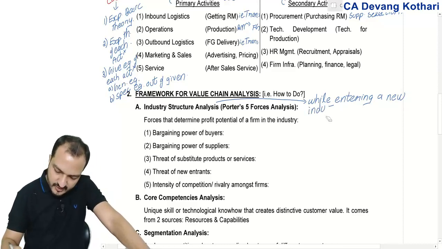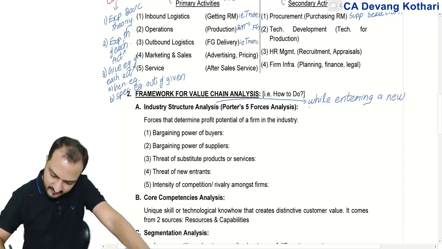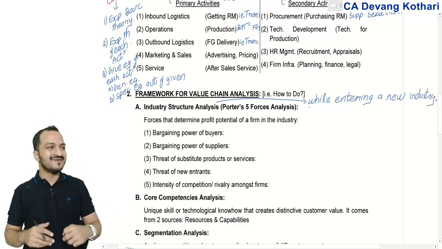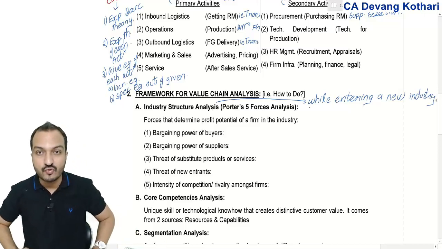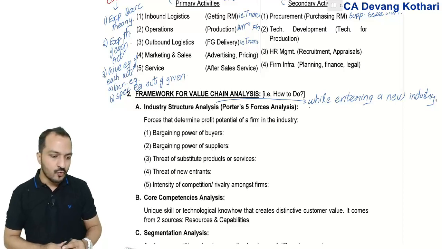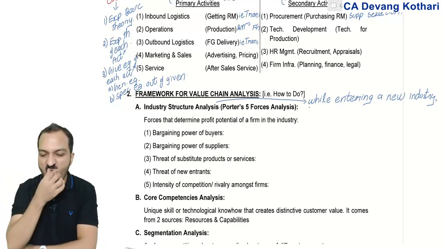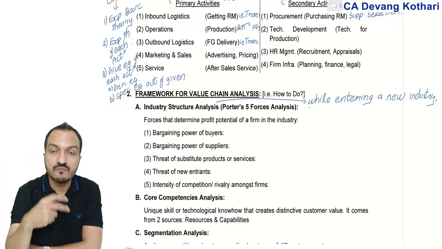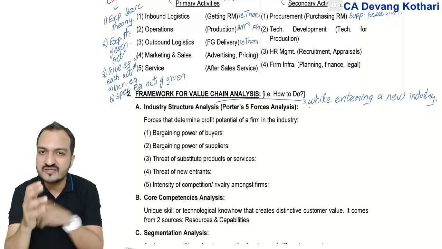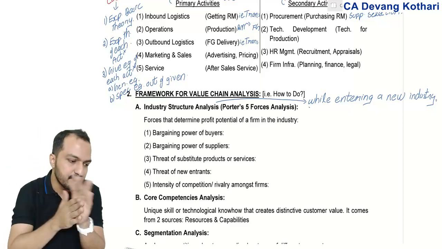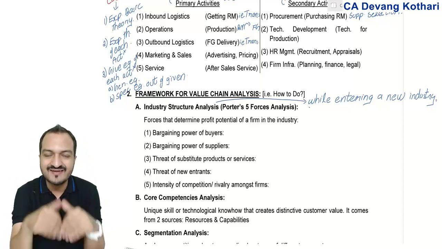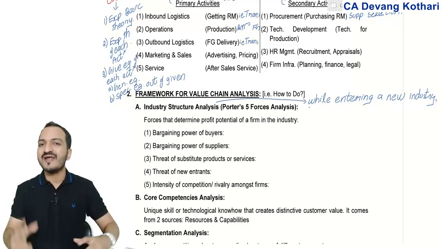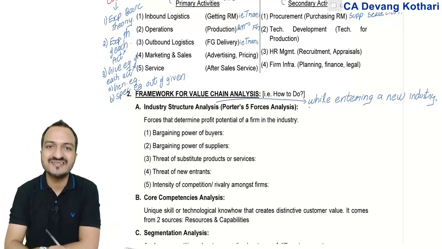So while entering a new industry, what should you keep in mind? Like what did Jio, what did Reliance do while entering the telecom industry in India? Say for example, what did MG Motors do while entering the automobile industry of India? They must have done some analysis of the industry. What did Apple do before entering the mobile phone industry in India? They must have done some analysis of the industry before entering it. That is called industry structure analysis.